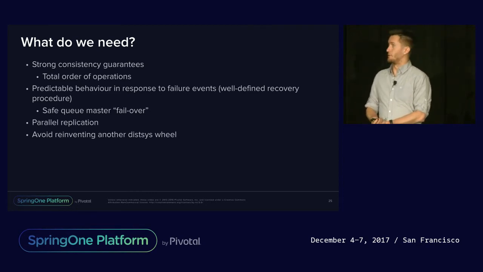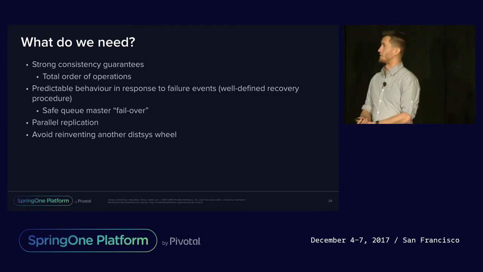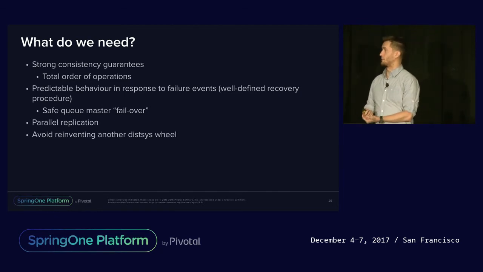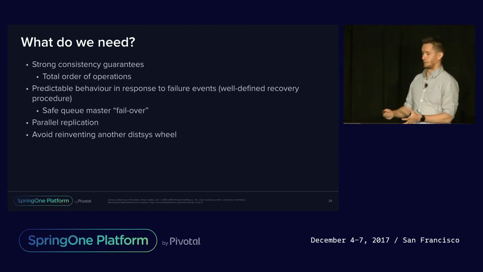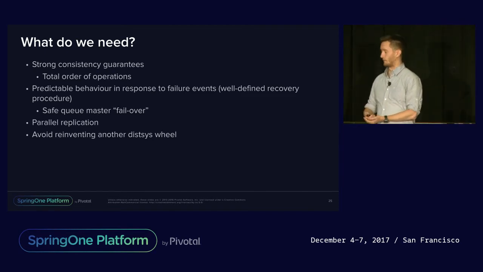And yeah, so we need strong consistency. For example, we need total order of operations. We need predictable behavior in response to failure events, or a well-defined recovery procedure, if you will, or as our users would explain it, a safer queue master failover.